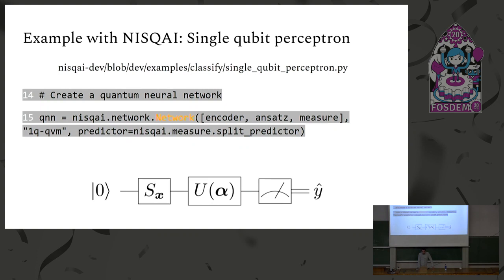Once we have these three things, the encoder, the ansatz, and the measurement, we can form them into a quantum neural network. And this is how you would do that here. We also provided a computer, which here is one qubit QVM by Rigetti, and something which we call a predictor, which is how you map from the raw outputs of measurement data to a prediction. And this is the quantum circuit of what this code is representing now.